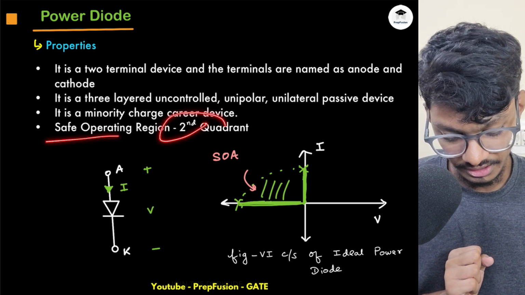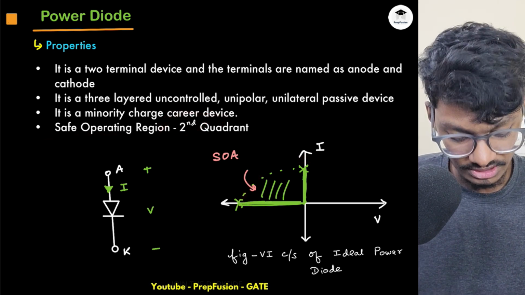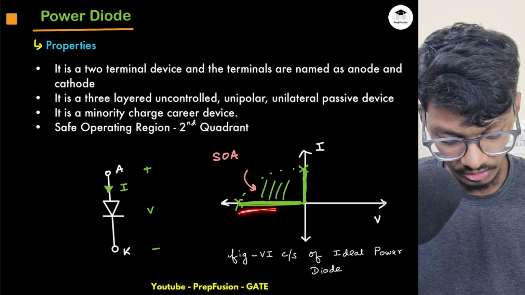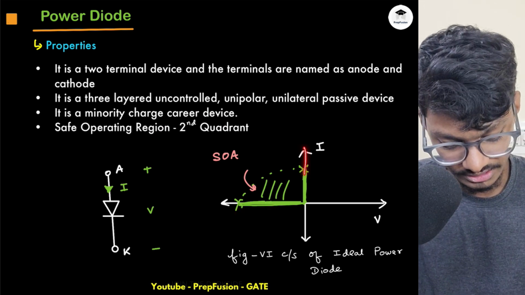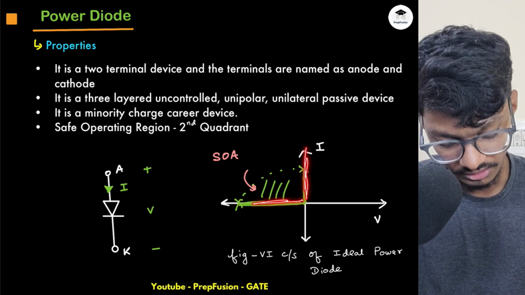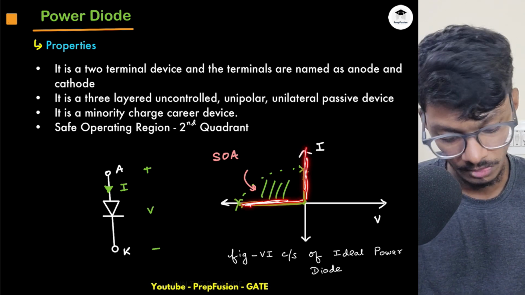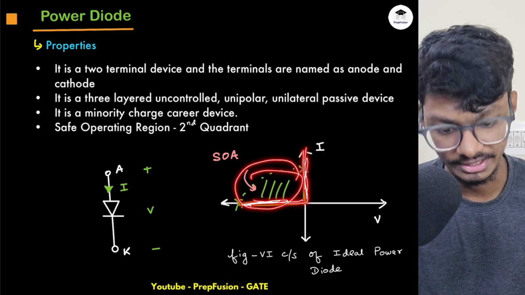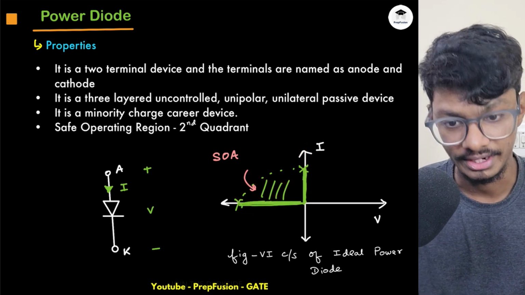Now the safe operating region is in the second quadrant, or you can say not in the second quadrant. For an ideal power diode, the operating region is just this: either the current can be positive or the voltage can be negative, and the current is 0 in this. So basically this is the safe operating region in which my diode can operate for an ideal diode.